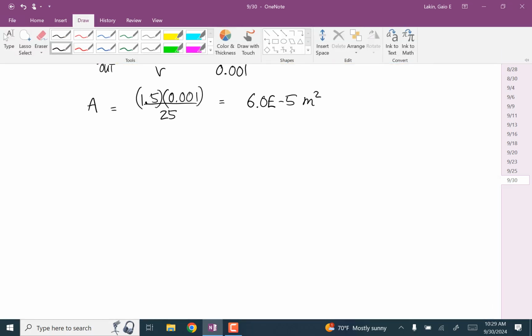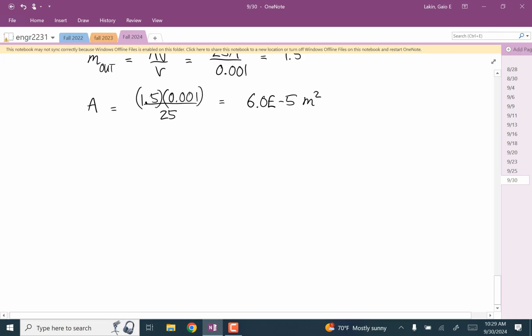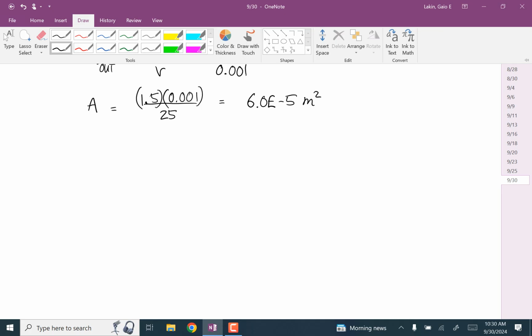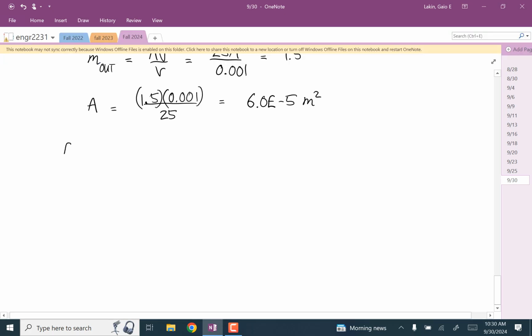Okay, let's do another one. So that was one where the material coming in, the material in the tank, and the material leaving were all in the same phase. But that doesn't have to be the case. Your device could be taking something that was saturated liquid and turning it into a superheated vapor or whatever. So let's do an example now where we have to deal with different phases.